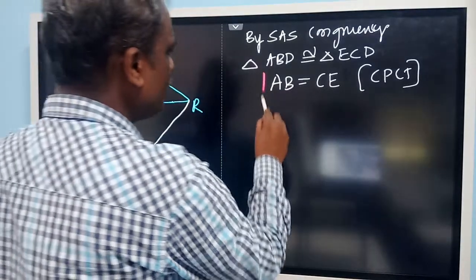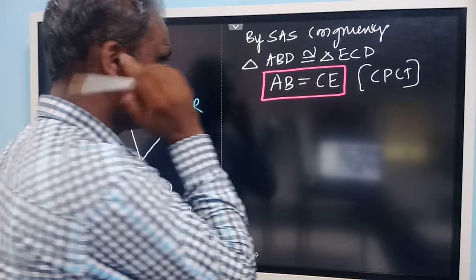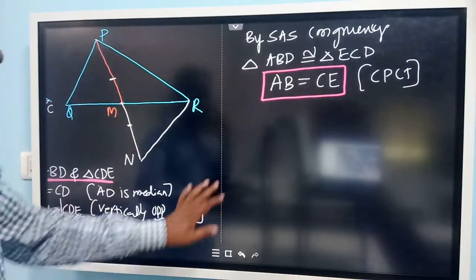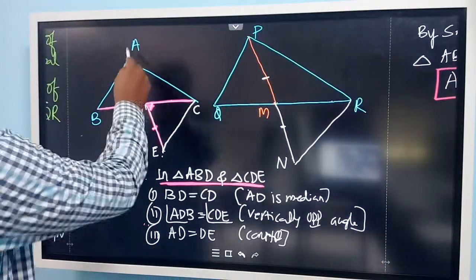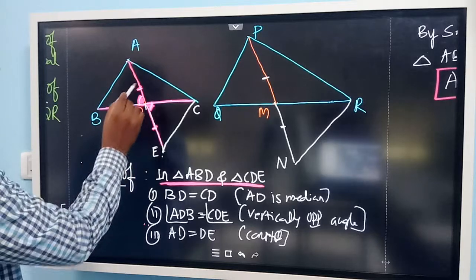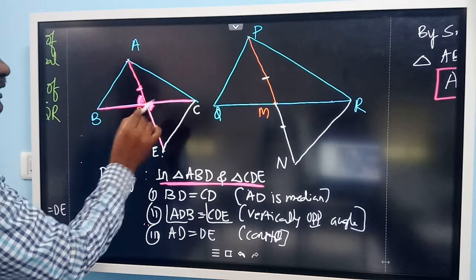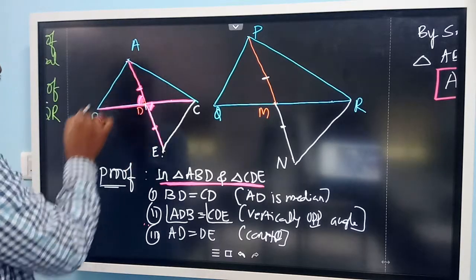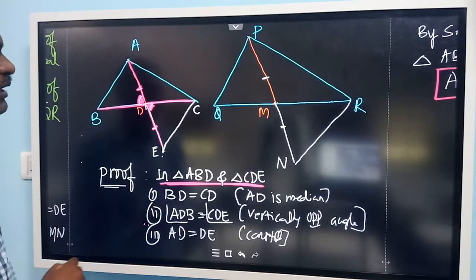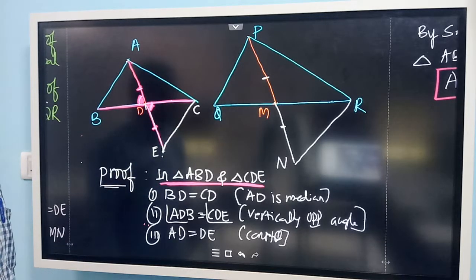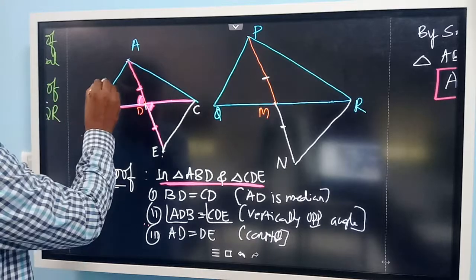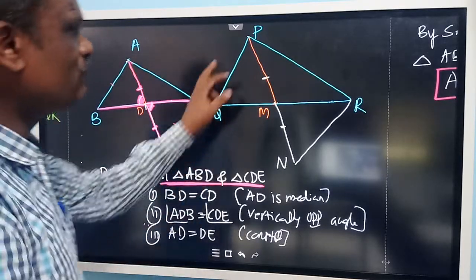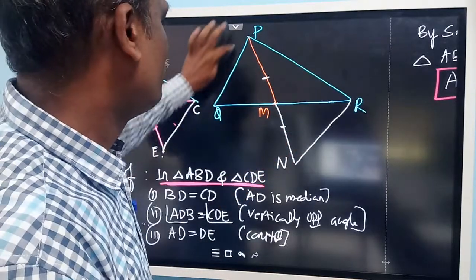So I took only AB is equal to CE. This is what is required for me. Okay, look at the diagram. Already we have taken these two sides are equal and these two are equal because it is a midpoint. We can take AB and CE are equal. So now if that is the case, the same thing we can do here also.